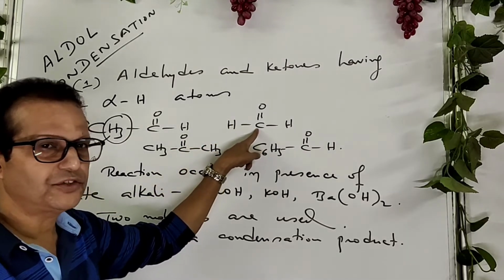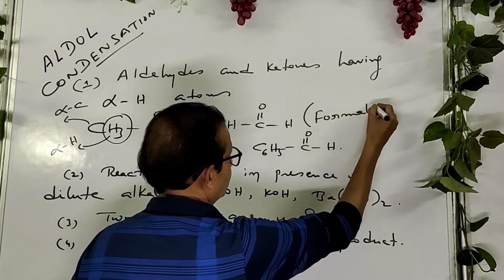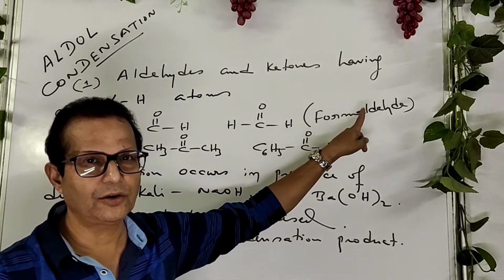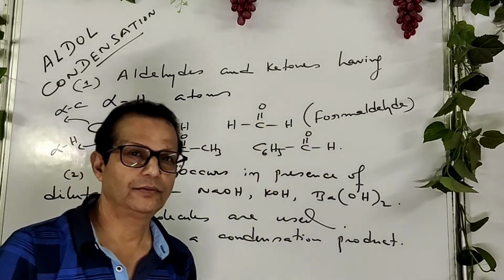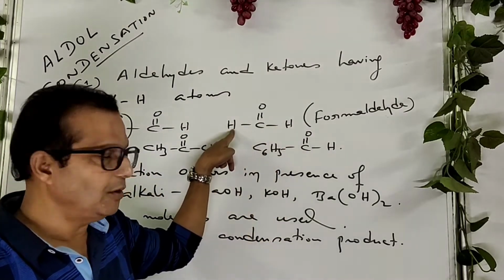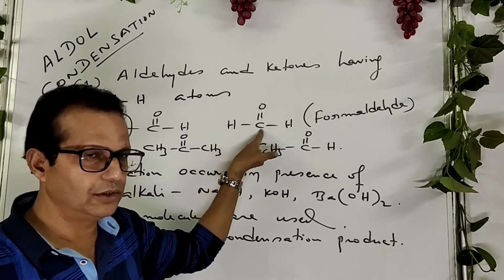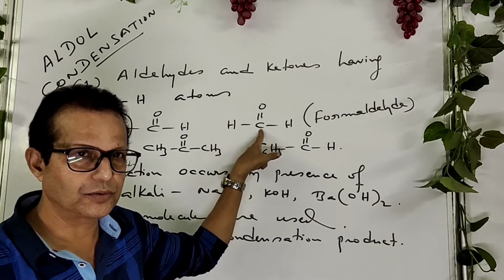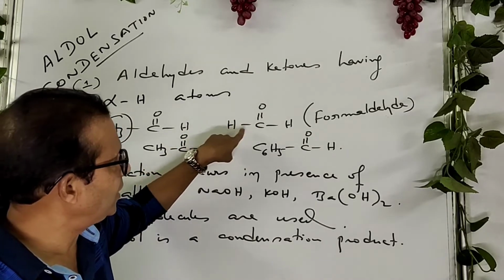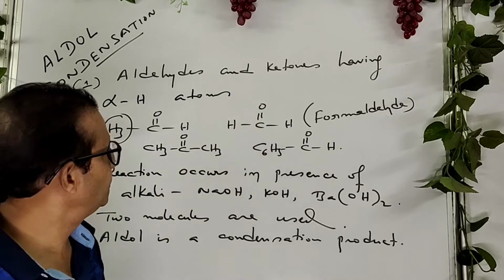Can you tell me, this is formaldehyde. Can you tell me whether formaldehyde contains alpha hydrogen or not? I know you say, yes sir, only one alpha hydrogen atom, but this compound has no alpha hydrogen atoms because there must be an alpha carbon atom. Formaldehyde has no alpha carbon atom, so it has no alpha hydrogen atoms.